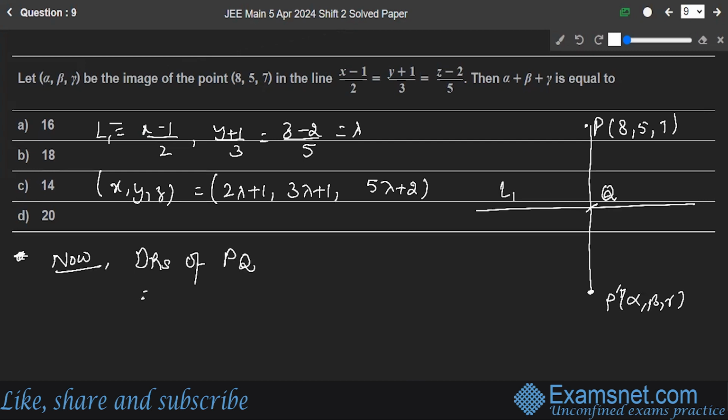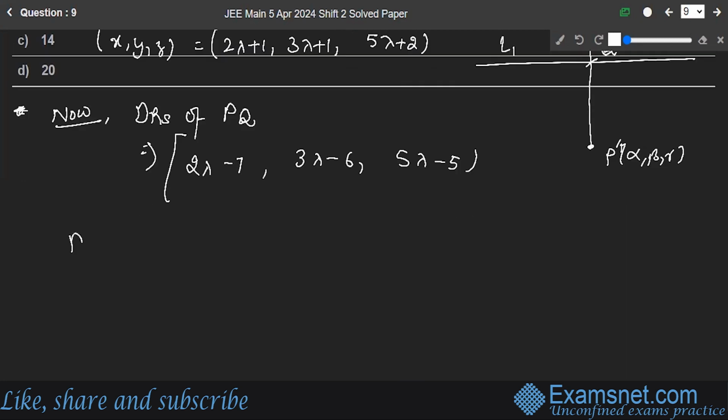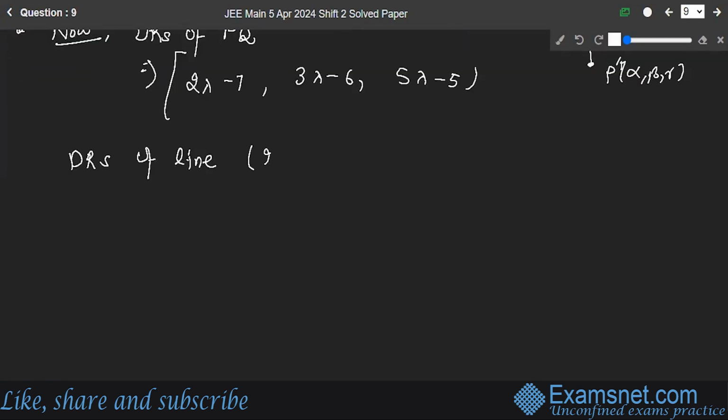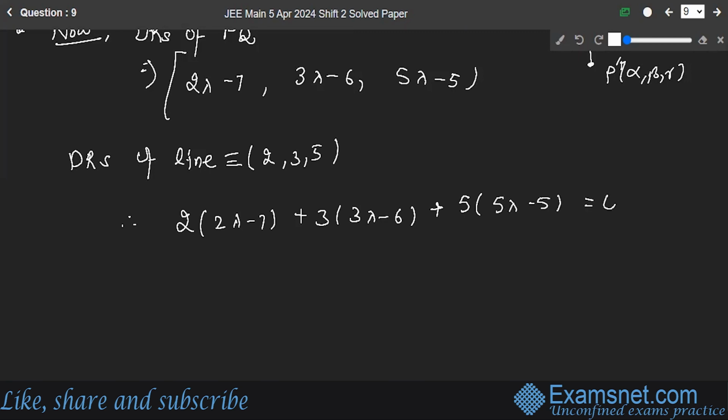Now, direction ratios of PQ will be given by, this will be 8, right? So this is 2 lambda plus 1 minus 8, which will give me 2 lambda minus 7. Similarly, this will be 3 lambda minus 6 and 5 lambda minus 5. Now, direction ratios of the line are 2, 3, 5, right? Therefore, 2 into (2 lambda minus 7), 3 into (3 lambda minus 6), 5 into (5 lambda minus 5) is equal to 0.